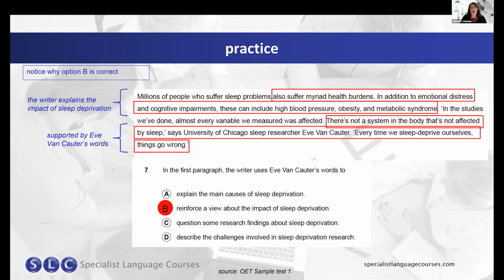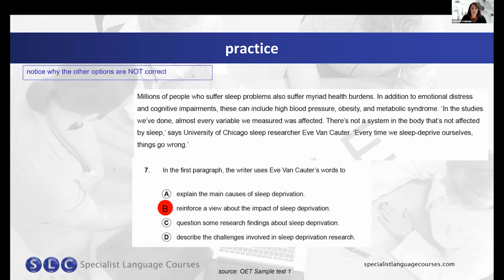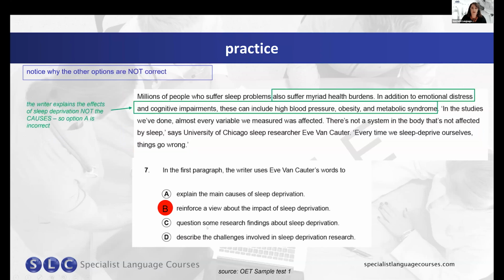So when you're preparing, you need to look at why the other options are not correct. So let's take a look. If we look at A, the writer explains the effects, not the causes of sleep deprivation. So A is not correct.